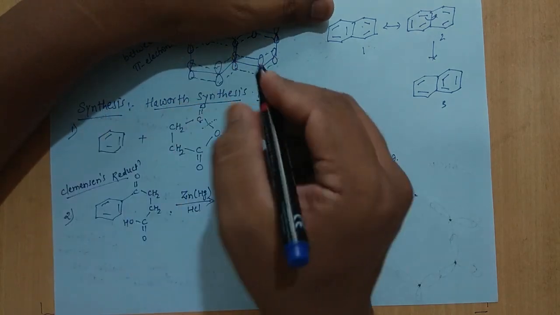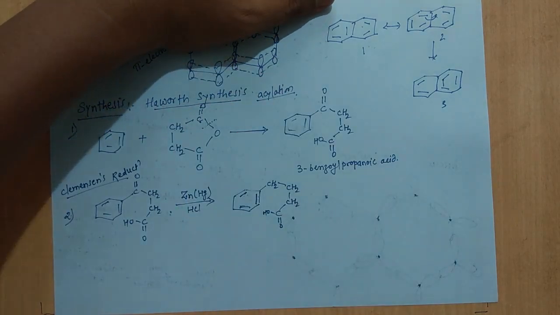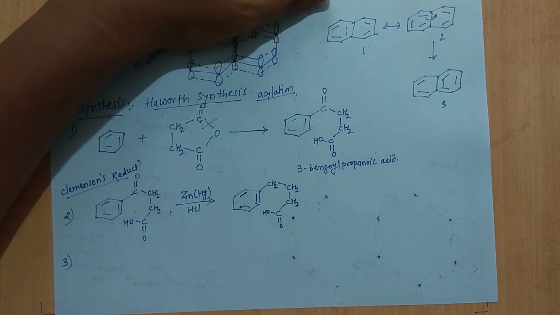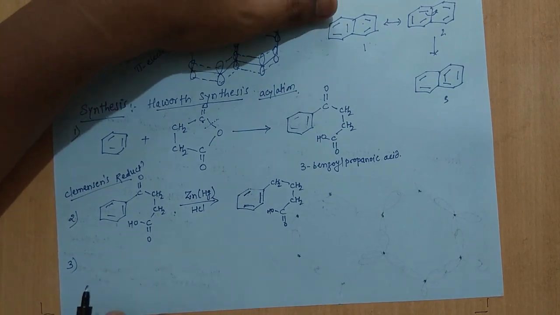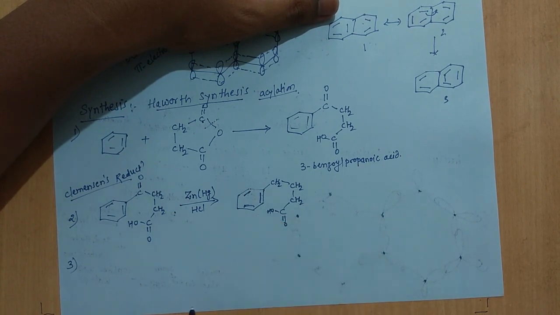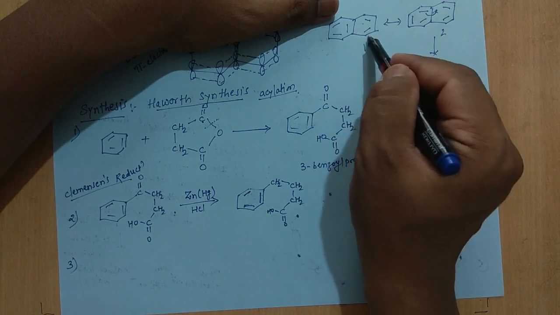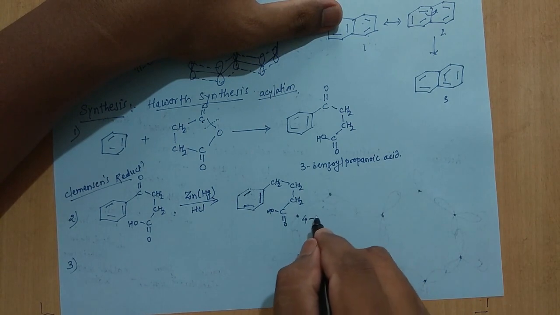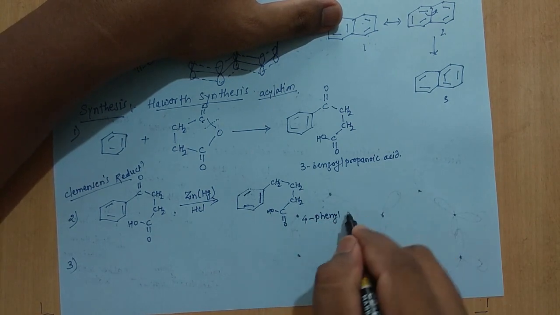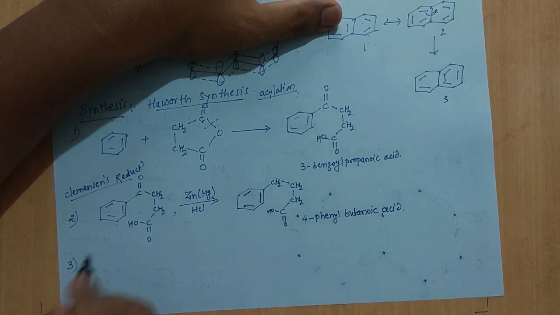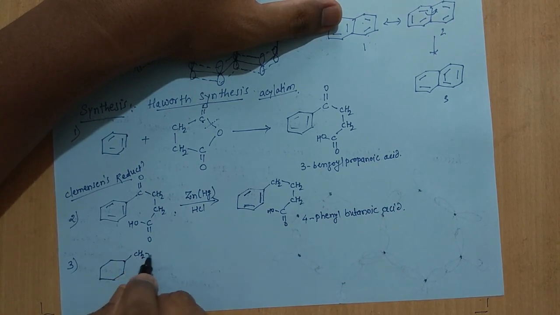First is Friedel-Crafts acylation. Okay. Third step will be, now we have to combine this carboxylic acid group with the benzene, like this. Now the name of this compound is 4-phenyl butanoic acid. Okay, now this 4-phenyl butanoic acid can be used as a starting compound for the third step.